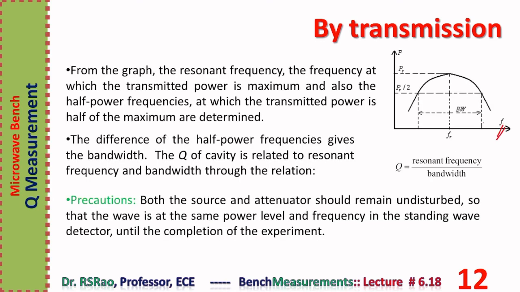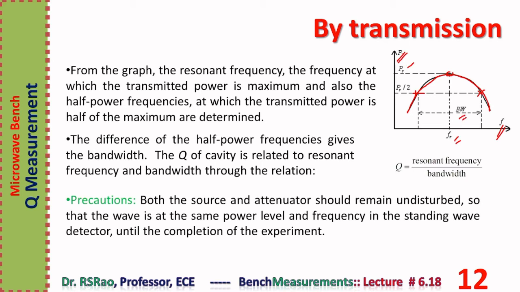This is frequency, this is power transmitted by the cavity. If you sketch a graph, it is like an inverted U. Notice power is maximum here. That power is indicated by PR. PR occurs at a certain frequency. That frequency is indicated by FR. Power transmitted falls to PR by 2 at two frequencies. Those two frequencies are called 3 dB frequencies. The distance between them is the bandwidth.